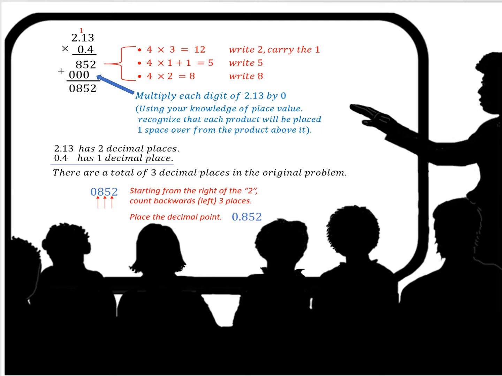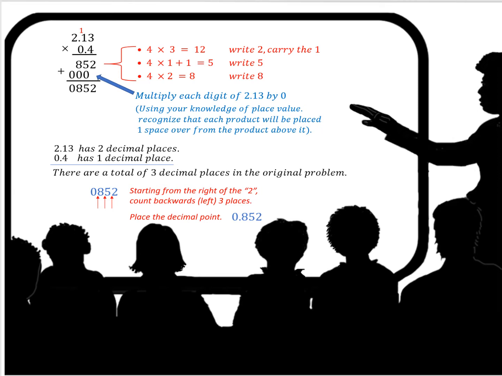But wait, you haven't put in the decimal point yet. So you look at the original two numbers. 2.13 has 2 decimal places, the 1 and the 3. 0.4 has 1 decimal place, that's the 4. So there's a total of 3 decimal places in the original problem. So your answer is 0852.